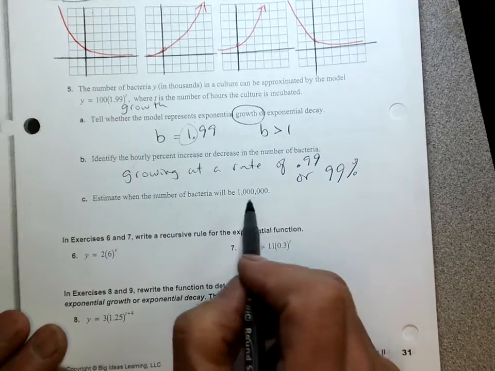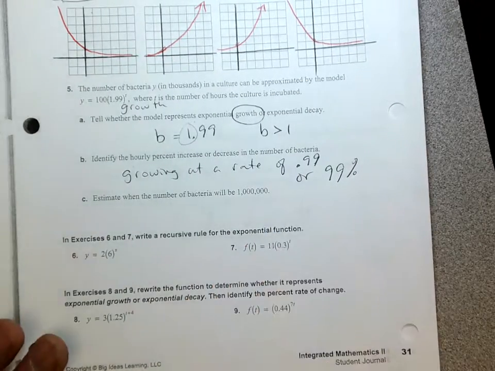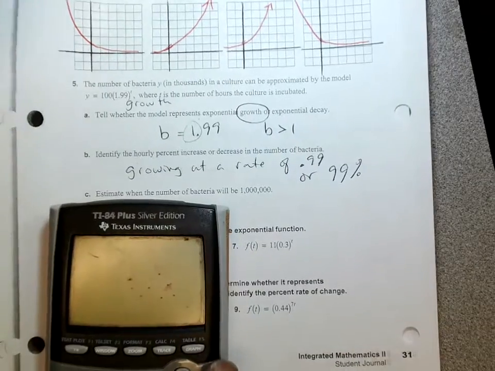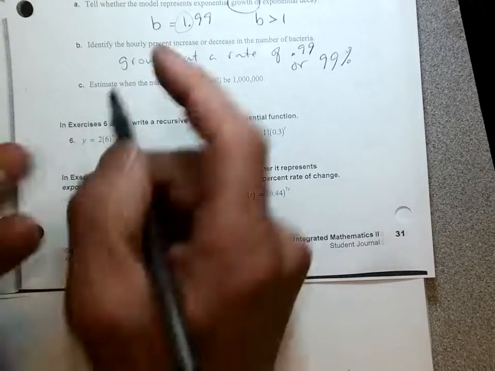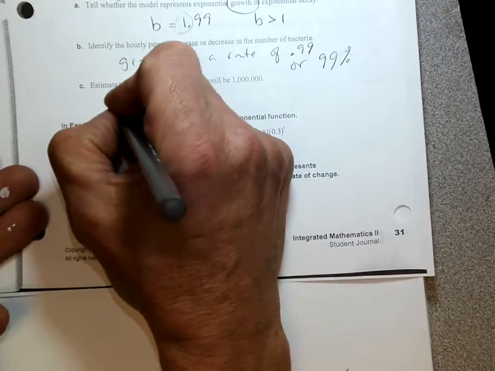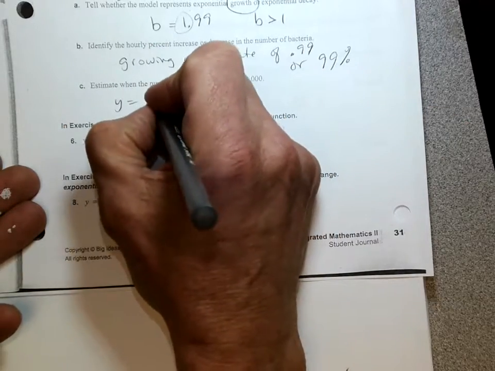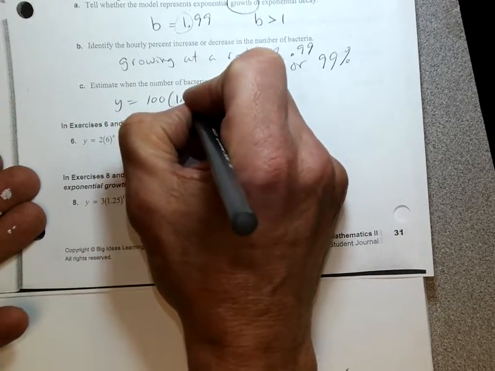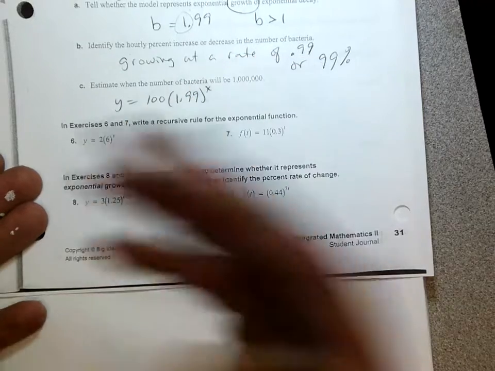Estimate when the number of bacteria will be over 1 million. To estimate, there are two ways to do it. One is guess and check. We've got our y equals 100 times 1.99 to the x. We're just going to plug numbers in, okay?